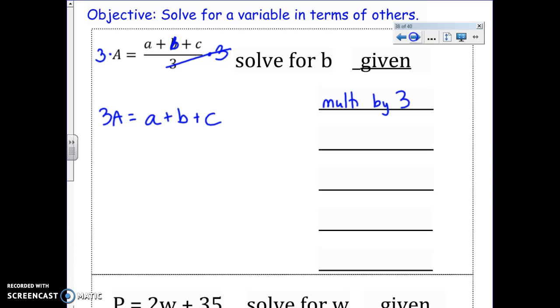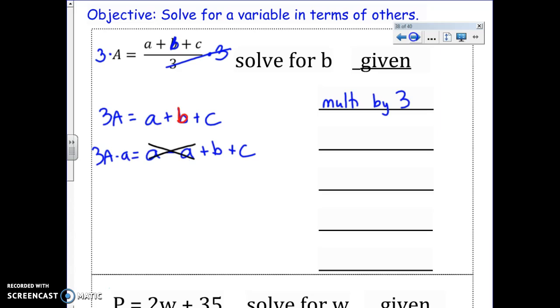Okay, I'm still trying to get this b by itself. So I'm noticing that there's a c and there's an a on it. So the first thing I'm going to get rid of is canceling out this a. And I'm going to cancel this a out by subtracting a from both sides.